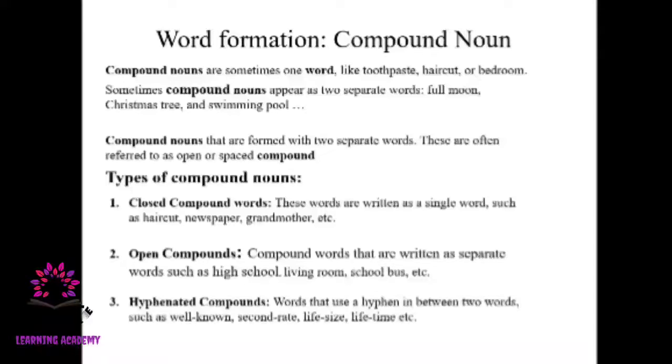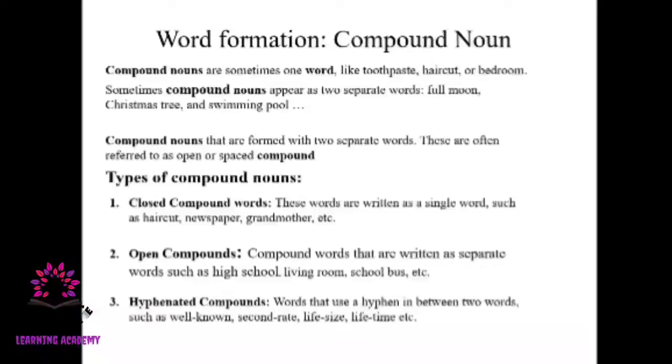Compound nouns are sometimes one word, like toothpaste, haircut, or bedroom. See, toothpaste, you can divide that word also: tooth and paste, hair and cut, bed and room. But while writing, we are not separating them. We are writing them together, like toothpaste, haircut, bedroom. So it is known as one word. It's one type of compound noun.